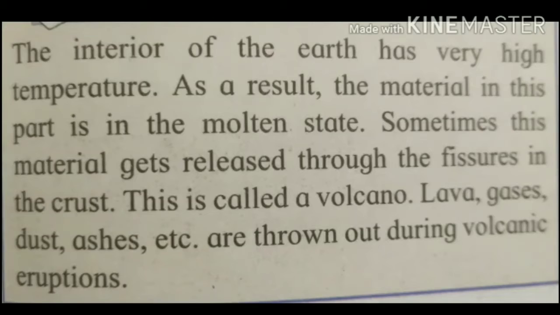Now, let us learn an important fact about the volcano. The interior of the earth has a very high temperature, and as a result the material in this part is in a molten state. Sometimes this material gets released through the earth's crust and it is called a volcano. Lava, gases, dust and ashes etc. are thrown out during these volcanic eruptions and they get mixed with the soil under the ground.